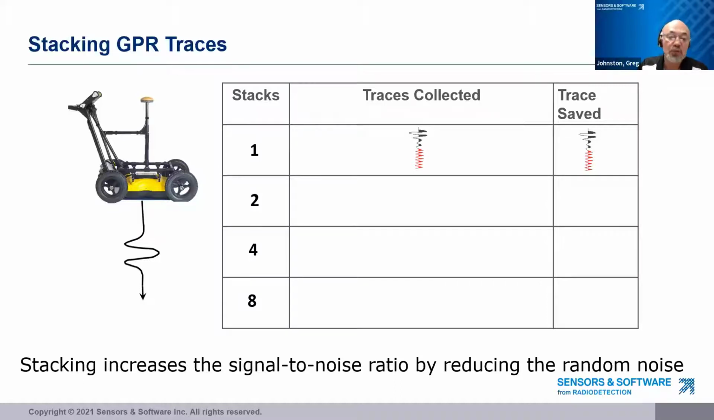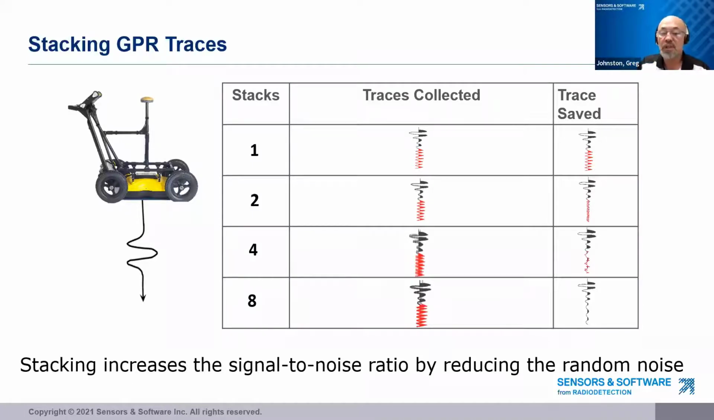If we stack 2 times, we fire the transmitter once, collect the trace, fire the transmitter a second time, collect a second trace. We average those 2 traces together and we save the average trace. 4 times, we fire the transmitter 4 times, collect 4 traces, average those 4 traces, and save the average trace. 8 times, I think you get the picture here. But what I want you to notice is each time we stack more and more, the noise, which is shown here in red, is getting less and less and less.